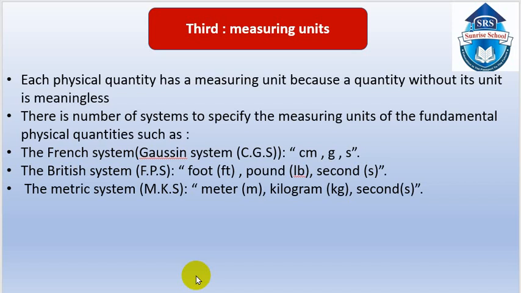Third, measuring unit. Each physical quantity, either fundamental or derived, has a measuring unit because a quantity without its unit is meaningless. For example, the mass of a body equals 5. What is the meaning of the mass of a body equals 5? The absence of a measuring unit makes us puzzled because we cannot estimate the mass.